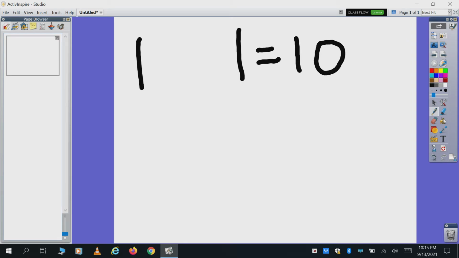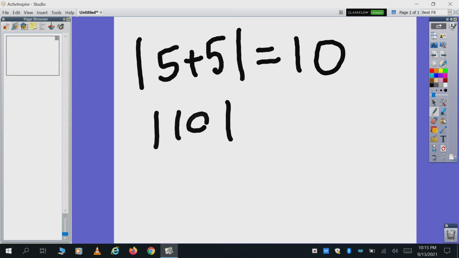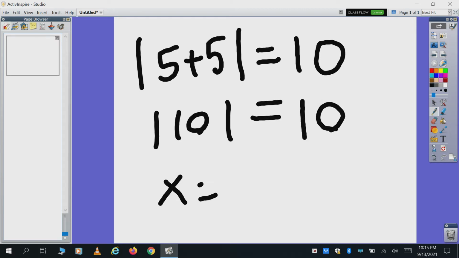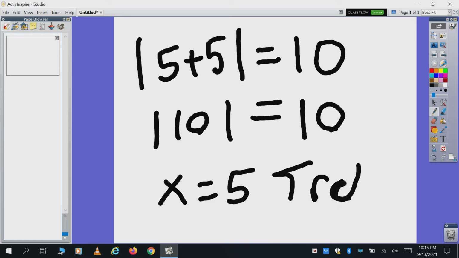The first value that we got was 5, right? So we have the absolute value of 5 plus 5 is equal to 10. So whenever x is equal to 5, it's true. It's going to be true for the whole statement, right? For x is equal to 5, it is true because as soon as we plug it in, we have 5 plus 5, which is equal to 10. Very easy, very straightforward.